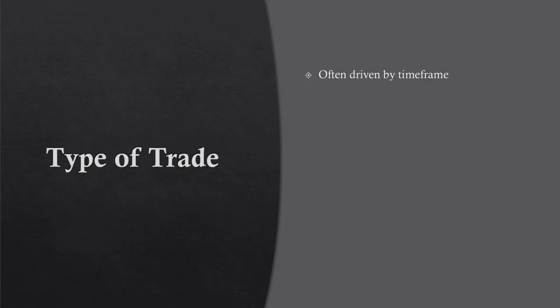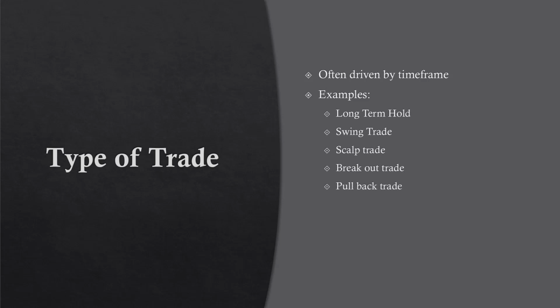The type of trade is often driven by time frame, meaning it's a long-term hold. So when you're developing a trade idea, is it a long-term hold? Is it a swing trade? Is it a scalp trade? It might be a breakout trade. So this is where you're getting beyond the time frame. You're talking about a chart pattern, but a breakout trade would be a type of trade. Maybe you do a pullback trade. So there's your specific bias in one way, bull or bear, and then you've developed a specific pullback trade idea. There's an over and under extension.